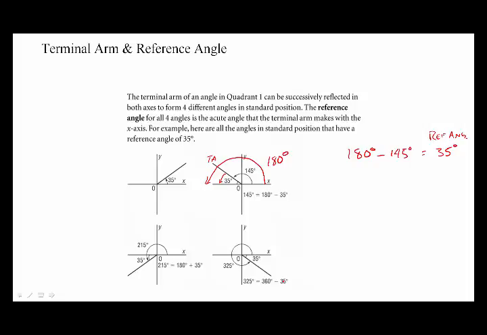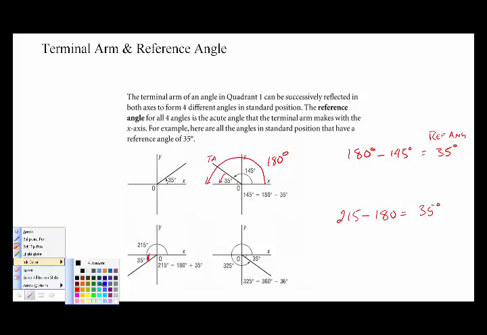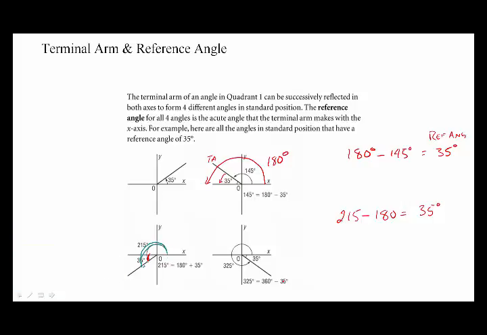But it's not always take away. Because what happens in this circumstance, we went past the 180. Here, it's 215 degrees. So in this case, it's going to be the 215 take away the 180, which would give us 35 degrees. That's the reference angle. That's the actual angle.